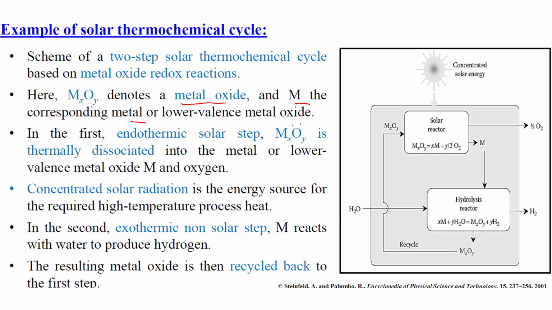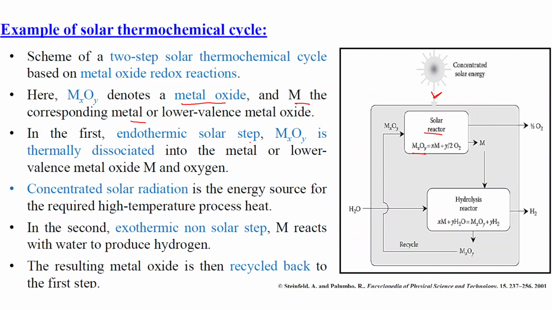In the first step, as we can see, solar energy falls on the reactor where the metal oxide is there. It is a two-step solar thermochemical cycle based on metal oxide redox reaction. Here is a solar reactor where the metal oxide is present. We are taking the metal oxide catalyst.